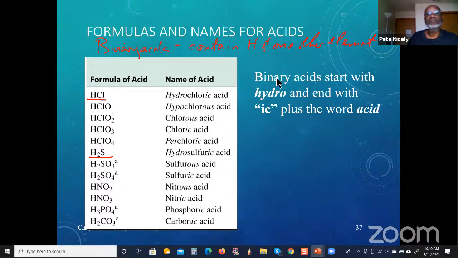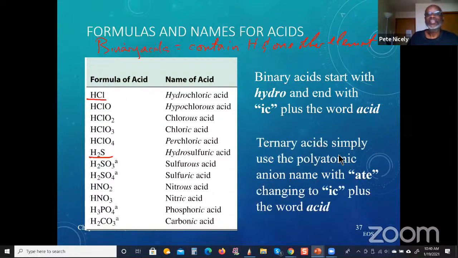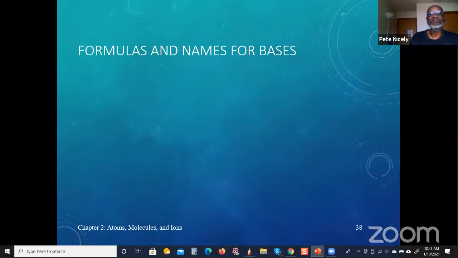So just to recap a bit, binary acids start with hydro and end with the ic. We saw that earlier, like hydrochloric, hydrosulfuric, and then the oxyacids, the ATE ending is replaced by ic. And what's not mentioned here is what I just mentioned. The ITE ending is replaced by OUS acid. All right. So that's basically how we name these acids. Okay, I'm going to stop here for today. The next topic, we'll be talking about naming bases.